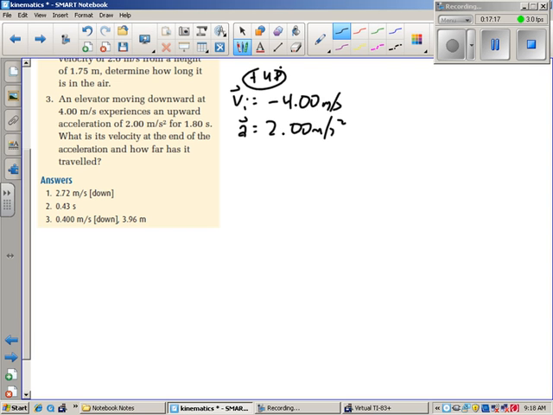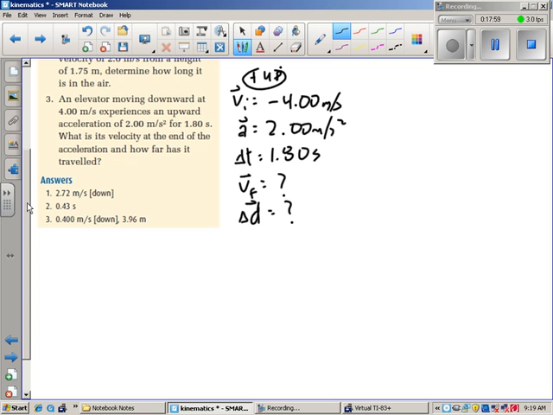It's got an upward acceleration of 2.00 meters per second squared, though. What does that mean? How can it be moving downward, but yet have an upward acceleration of 2.00? Right, when you're moving downward, but you have an upward acceleration, that doesn't mean it's moving upwards. It just means that the acceleration is in the upward direction, which means if you're moving downwards, you're slowing down. And so this elevator is slowing down at 2.00. We've got a time of 1.80 seconds. We're looking for the final velocity, and we're also looking for the displacement, how far it's traveled.